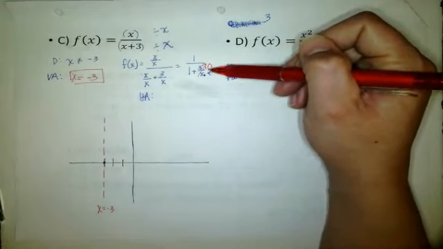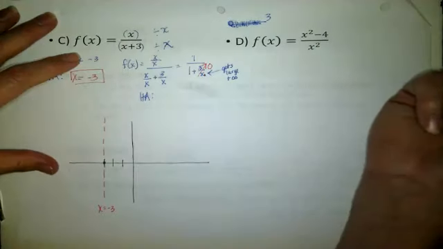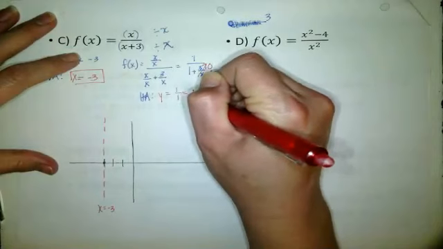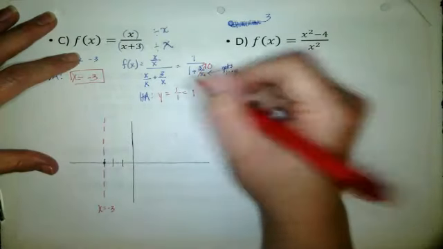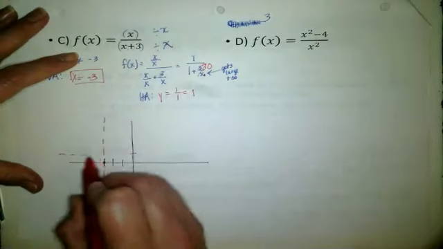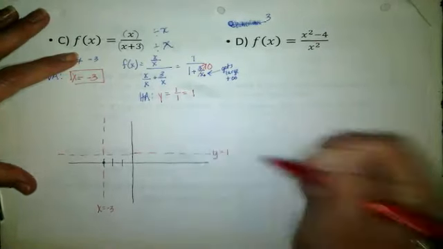It's not going to do anything. And so what we're left with is 1 over 1, which is just 1. So our horizontal asymptote turns out to be 1. Y equals 1. And the same thing is true if we go to negative infinity.